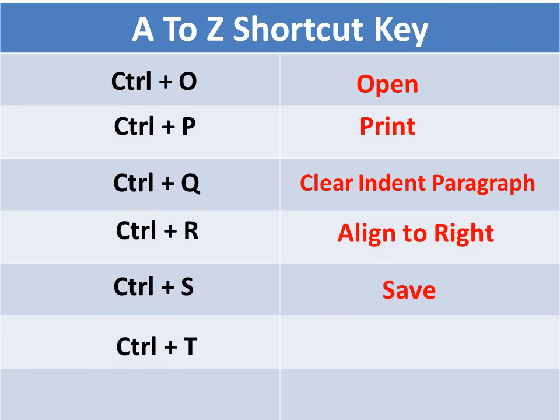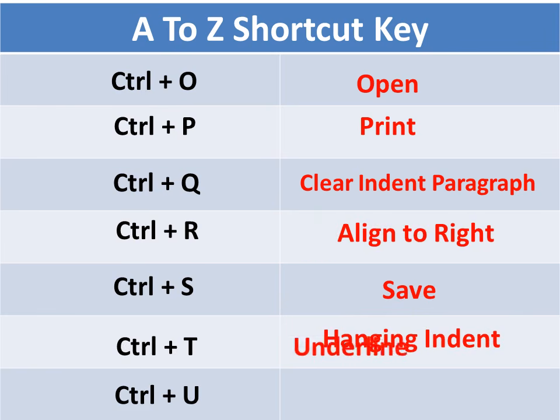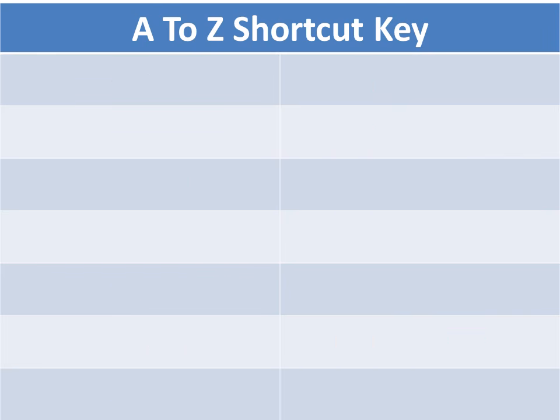Ctrl plus T, hanging indent. Ctrl plus T creates a hanging indent used often in citation or bibliography formatting. Ctrl plus U, underline, underlines your selected text.